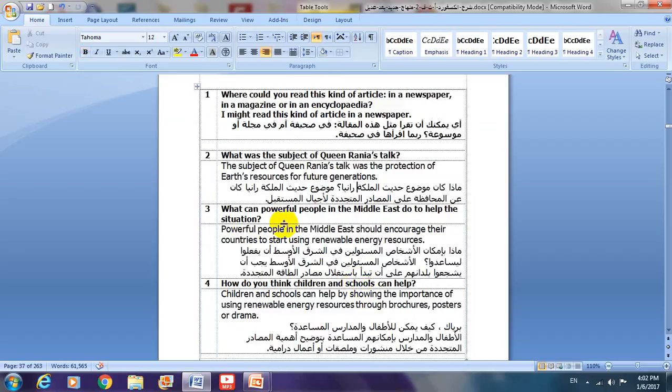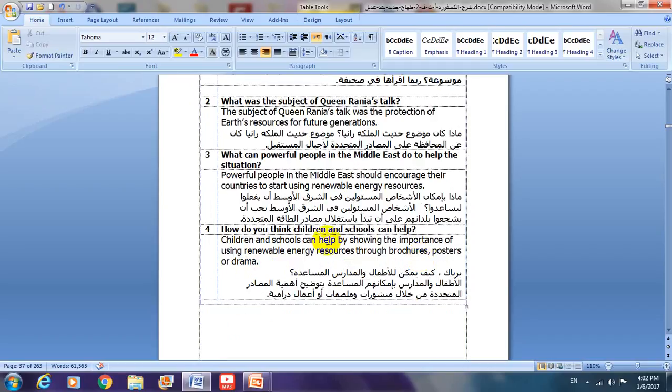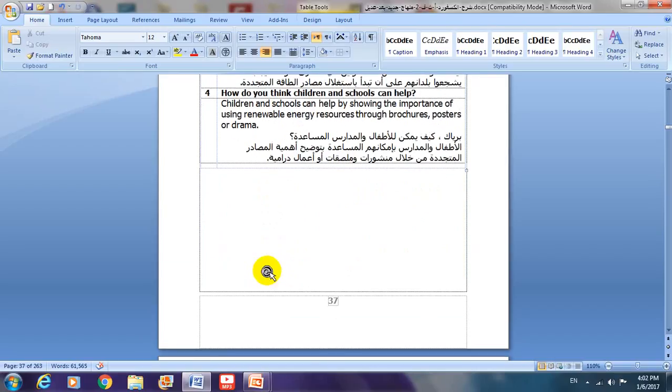3. What can powerful people in the Middle East do to help the situation? Powerful people in the Middle East should encourage their countries to start using renewable energy resources. 4. How do you think children and schools can help? Children and schools can help by showing the importance of using renewable energy resources through brochures, posters, or drama.